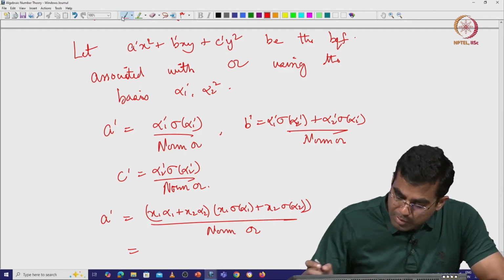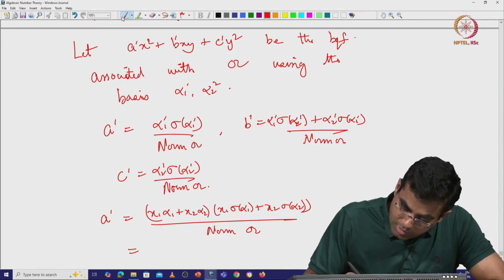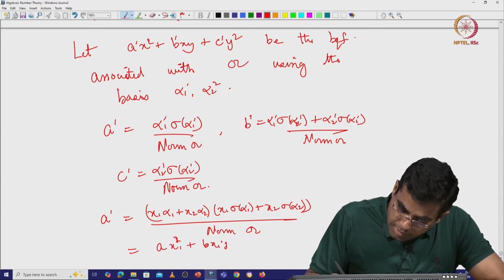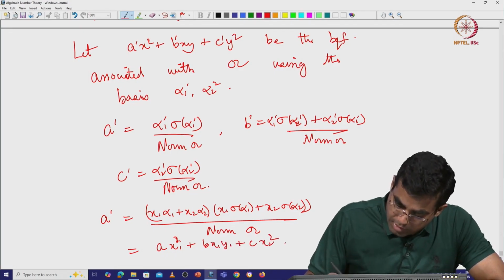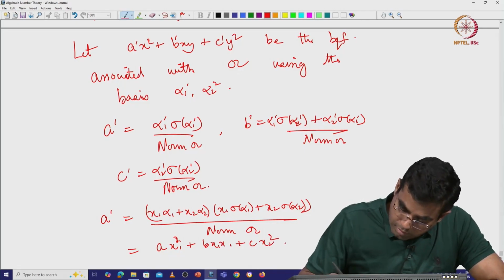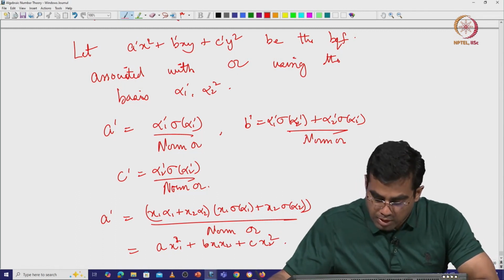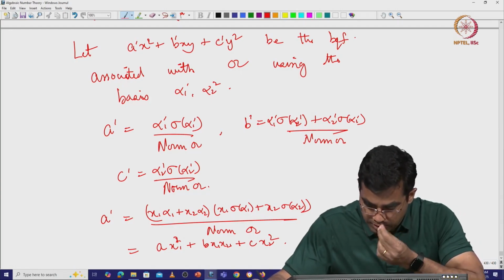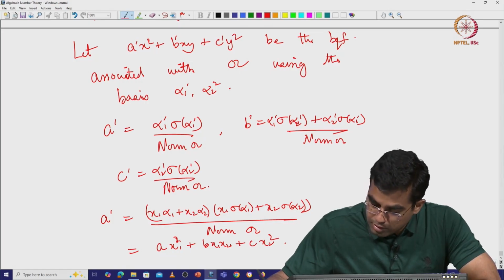Yeah, so if you multiply this out, you will find that this is exactly a x1 square plus b x1 x2 plus c x2 square. Sorry, this should be x1 x2, not x1 y1. And similarly, you get formulas for b prime and c prime using this.